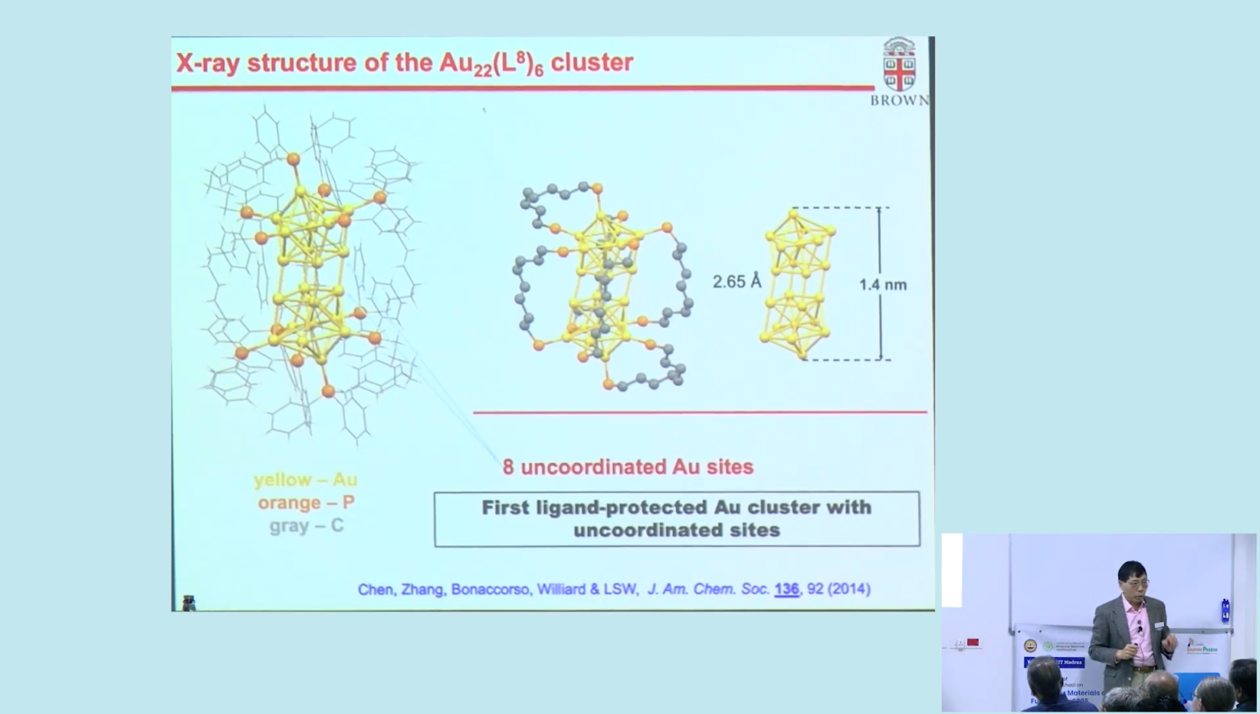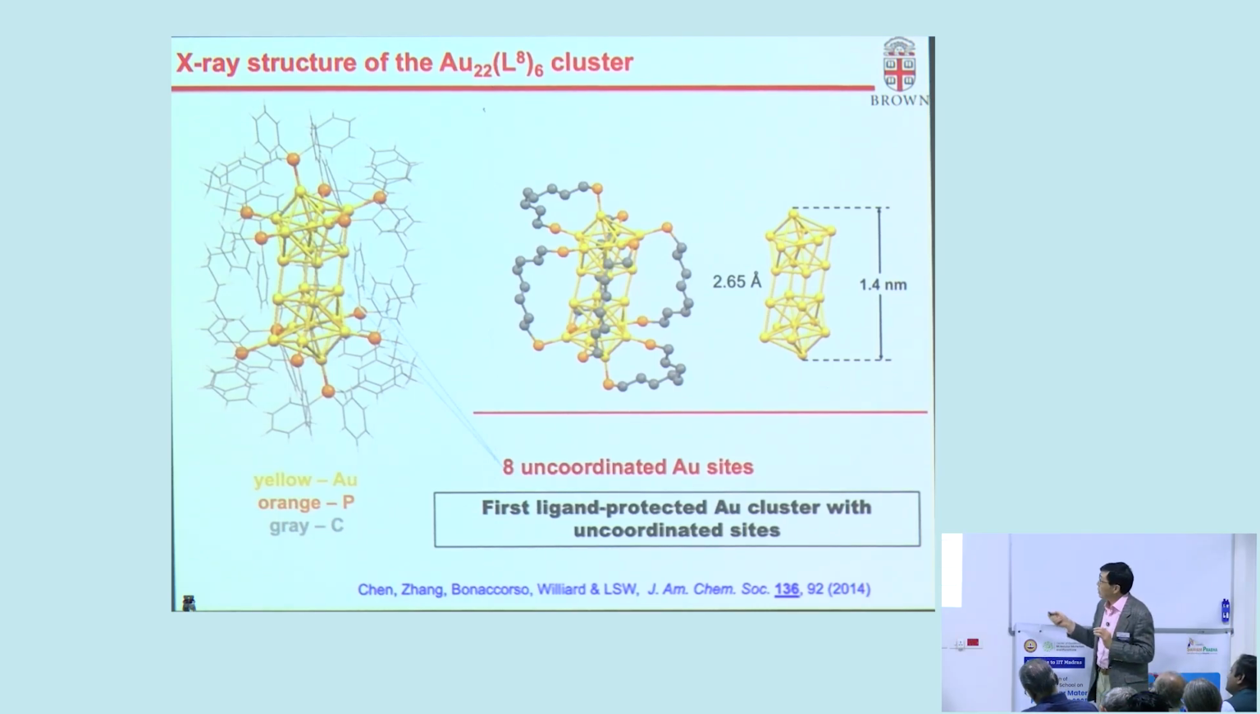We were able to grow a crystal, and we were able to solve the crystal structure. This is a beautiful structure. This is a gold 22. Actually, it's basically a dimer of gold 11, right? You have 2 gold 11 units. They dimerize, they share a square face.